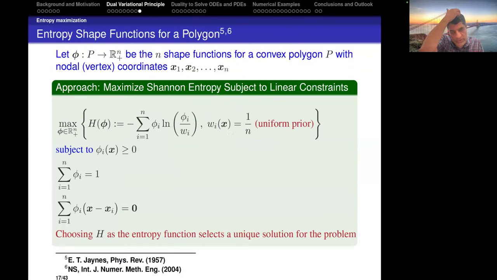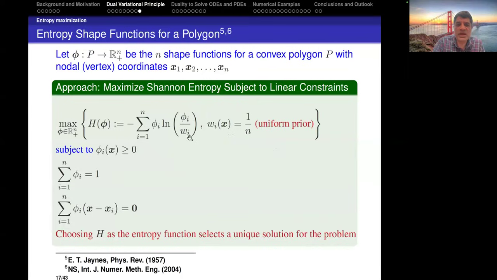So the idea that I proposed in that work is to look at the Shannon entropy, or more generally the Kullback-Leibler divergence, where you can think of the Wi as a prior function, a guess function. I want some solution that is very close to Wi, similar to the X bar, Y bar analogy I was drawing before.